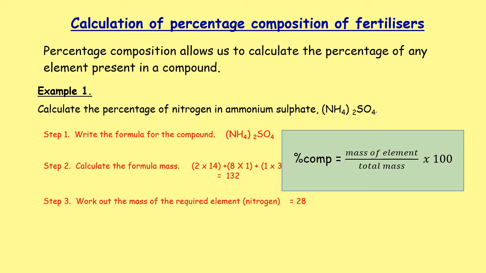Percentage composition is mass of element divided by total mass, and then multiply that by 100. So we're going to have 28, which is the mass of nitrogen, divided by 132, which is the formula mass, and multiply that by 100, which gives us 21.2%. Remember to put the percentage sign on if it is a percentage.